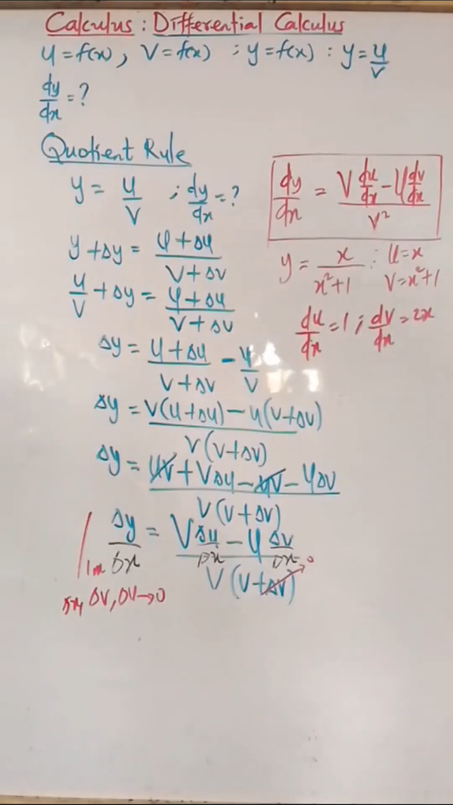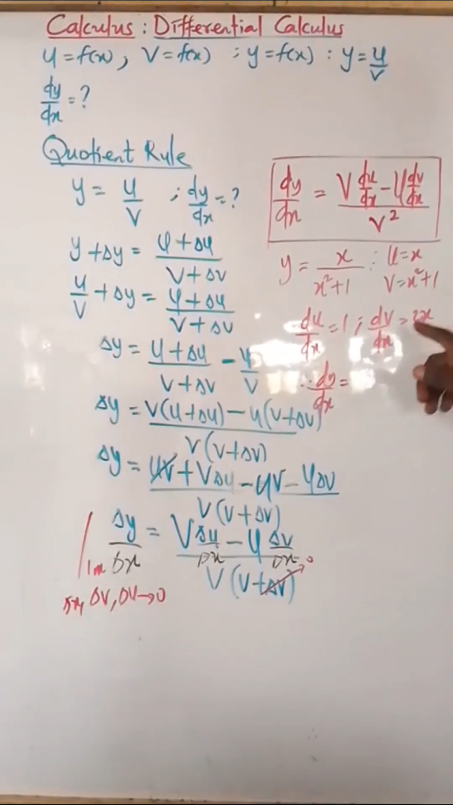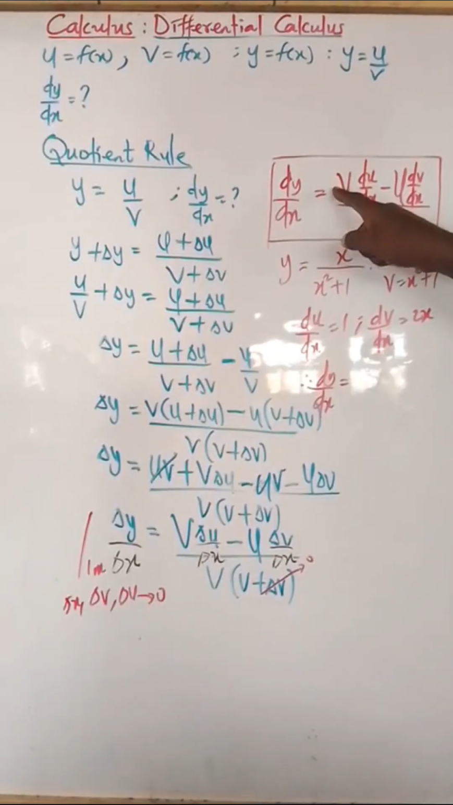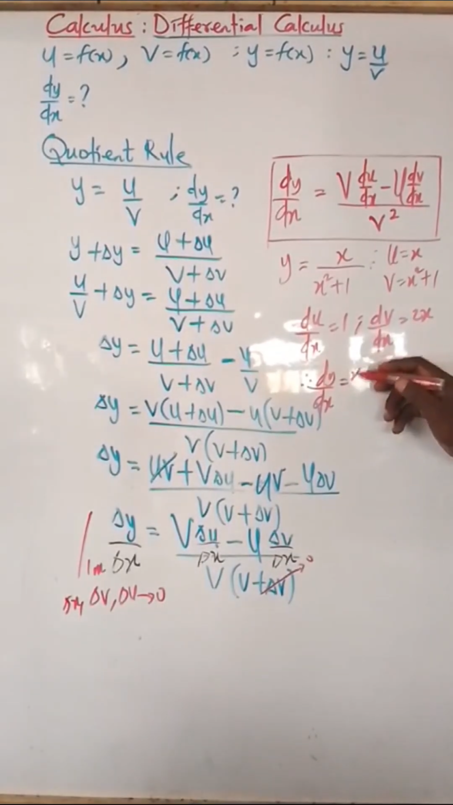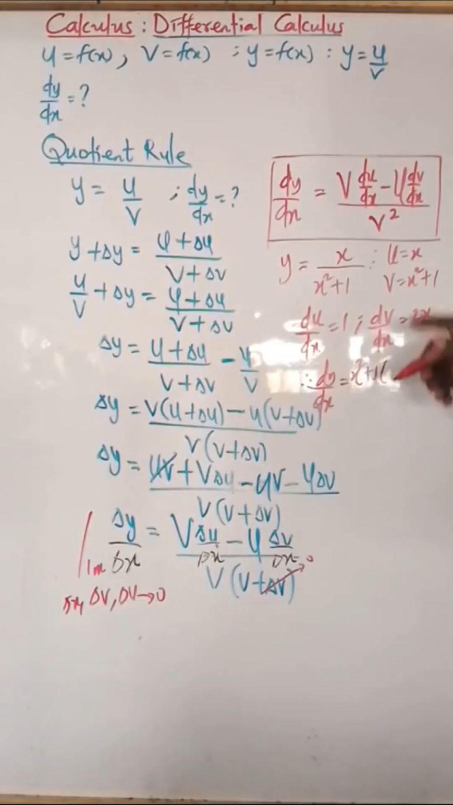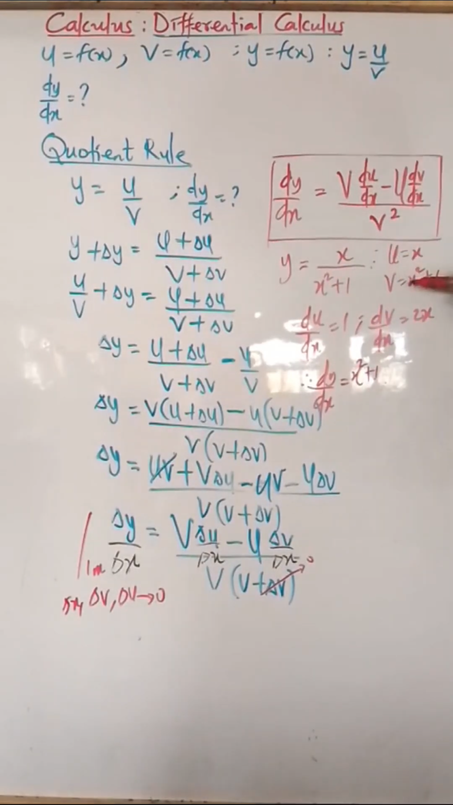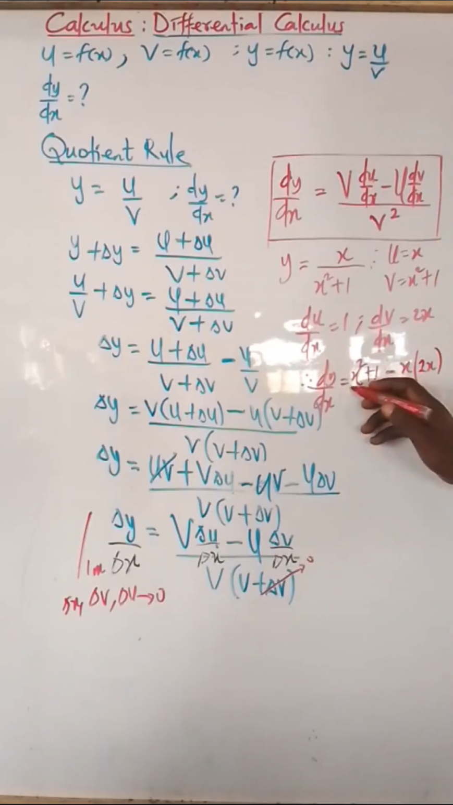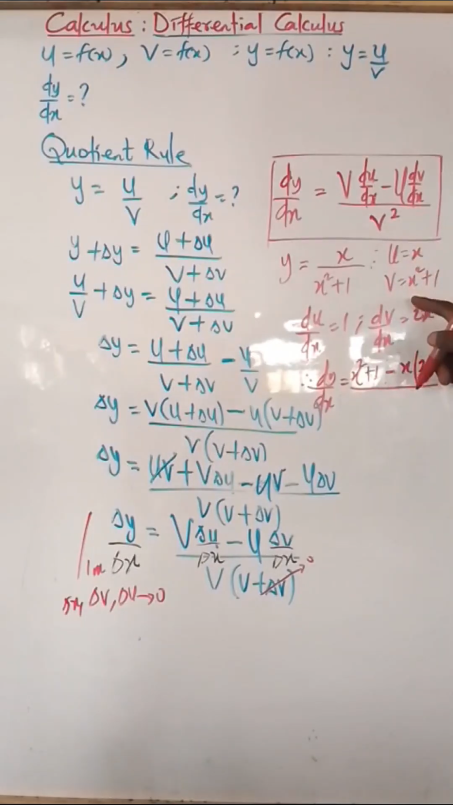That's our dy dx. So from here, what is v? We have to slot in the value. v is x squared plus 1. So here we are having x squared plus 1. What's du dx? du dx is 1. So we are multiplying x squared plus 1 with 1. x squared plus 1 multiplied by 1 is x squared plus 1. Then we have minus u. What is u? u is x, into brackets dv dx. dv dx is 2x, over v squared. What is v? x squared plus 1, all squared.